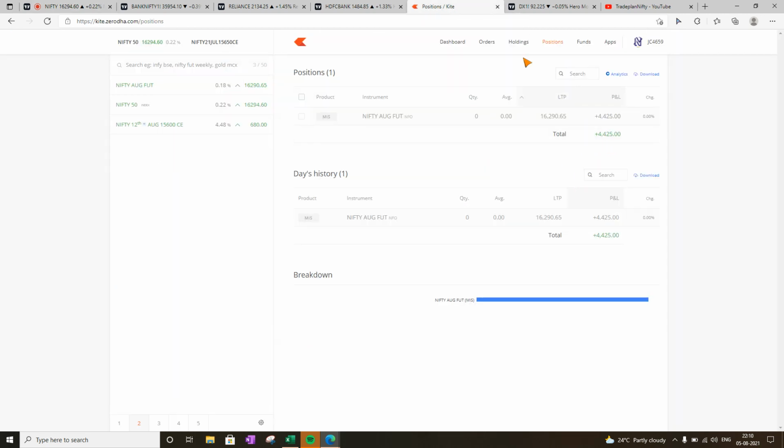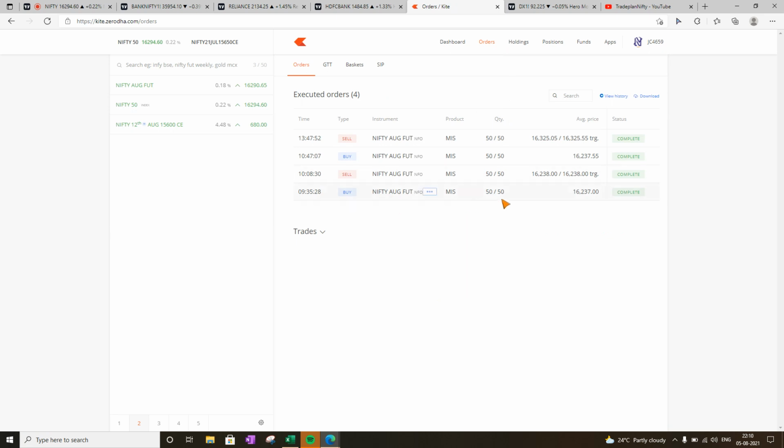So I had a profit of around 4425, and these are the orders which I took. So first order entry at 16,237, then I got out, and then immediately I took another entry and exited at 16,325. So close to around 90 points. Let me check. 16,325 minus 16,238. So sorry, so close to around 87 points profit for today.